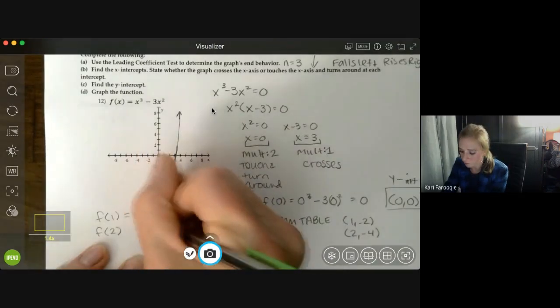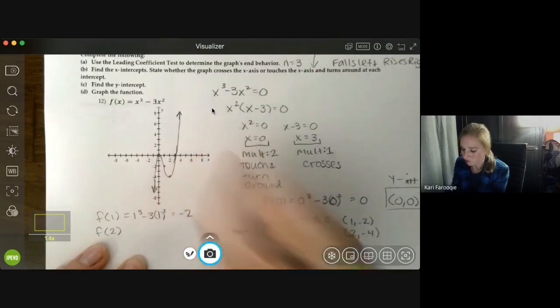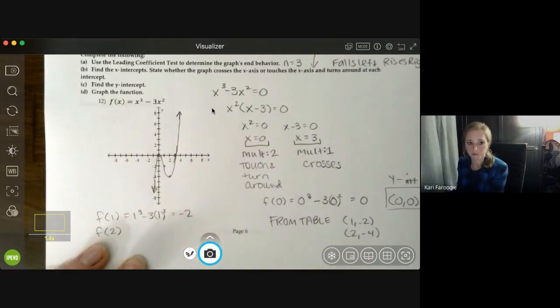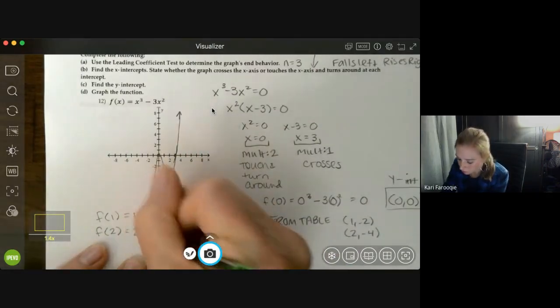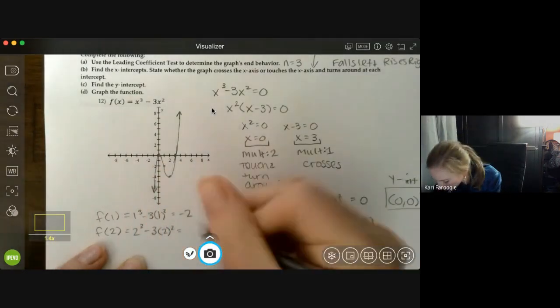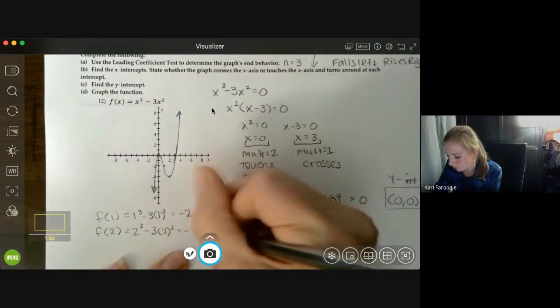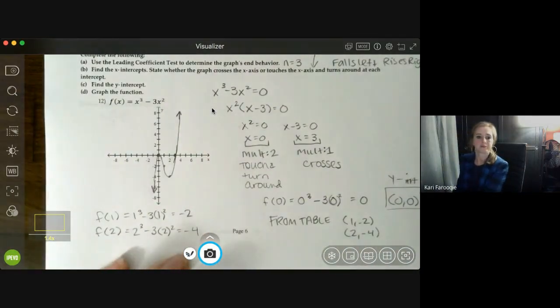So f of 1 was just 1 minus 3, which was -2. And f of 2 is 2 cubed, which is 8, minus 3 times 4, which is -4. And that's where those numbers came from.